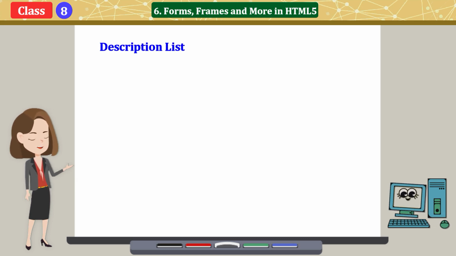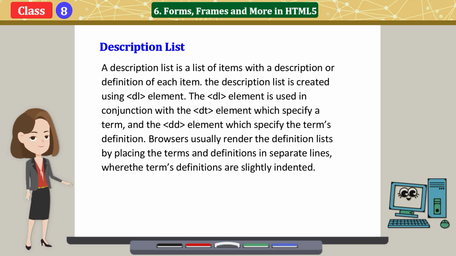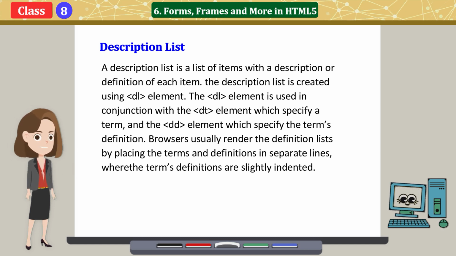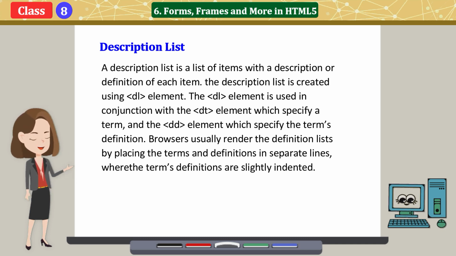Description list. A description list is a list of items with a description or definition of each item. The description list is created using the DL element. The DL element is used in conjunction with the DT element, which specifies a term, and the DD element, which specifies the term's definition. Browsers usually render the definition lists by placing the terms and definitions on separate lines, where the terms' definitions are slightly indented.